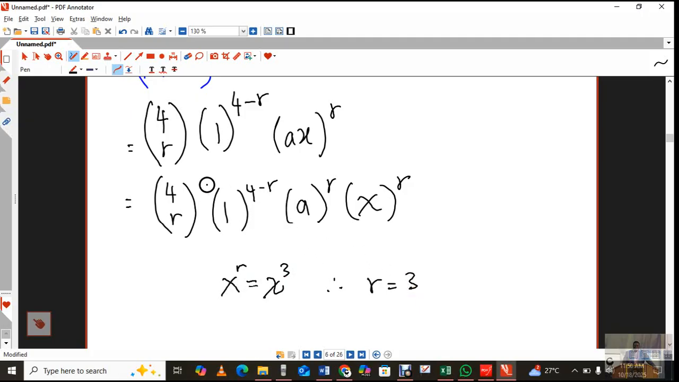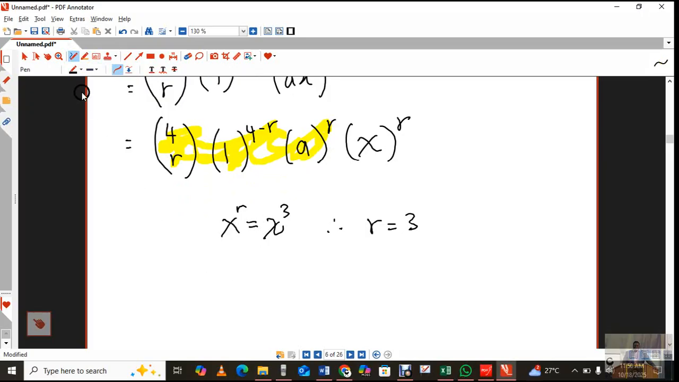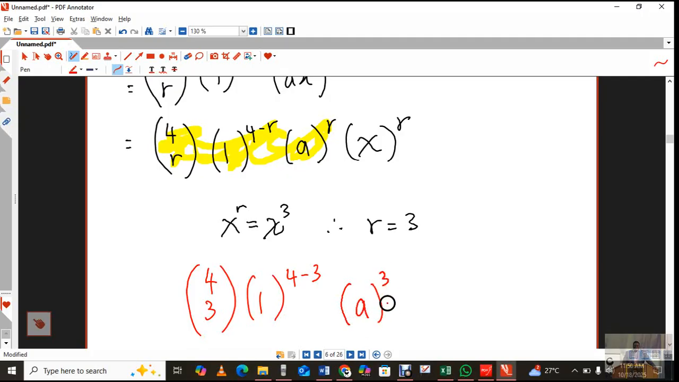Now that we know what r is, we're going to put it back into the constants, the ones that contain only the constants, in order for me to find that coefficient. So that is going to be 4 choose 3, which is a number that exists. Then 1 raised to 4 minus 3, 1 raised to anything is 1. Then you have a raised to the power of 3. If you do this, you are going to get 4 choose 3, which is 4. So this answer is 4a cubed.